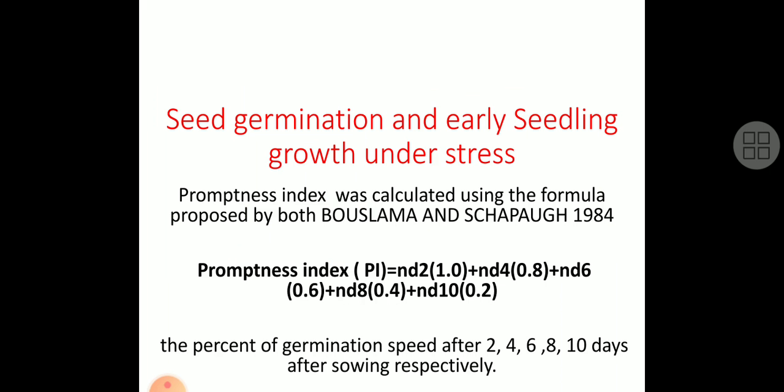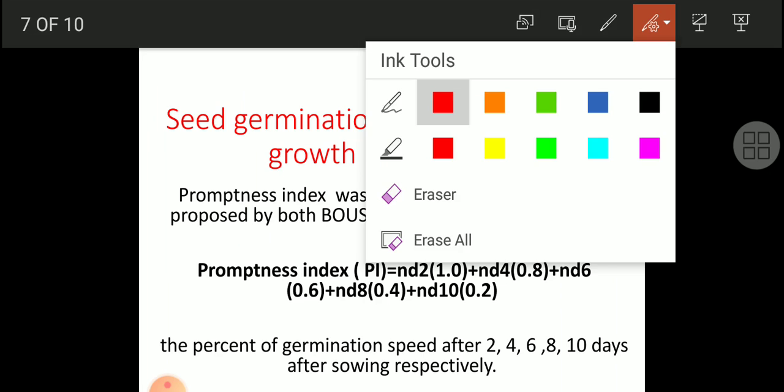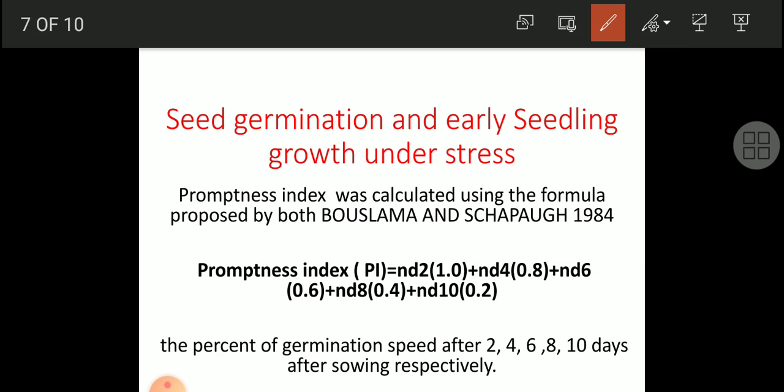Now, seed germination and early seedling growth under stress. Stress, as is well known to us, is when plants are growing under high salinity, high temperature, high flooding conditions, and again cold temperature. So these are the stresses. Disease also causes stress to the plant.